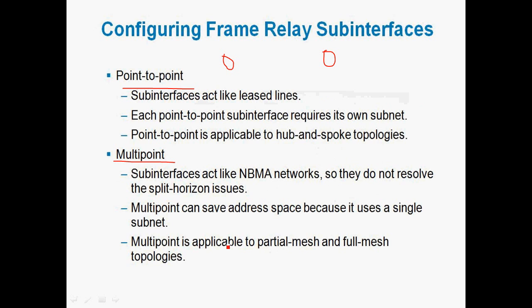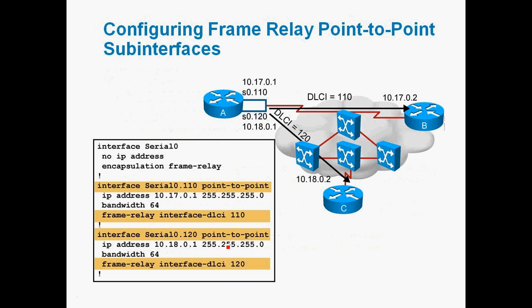Next, multi-point can save address space because it uses a single subnet. In point to point we use a separate subnet for each network, but here we use only a single subnet for the entire topology. And multi-point is applicable to partial mesh and full mesh topologies. How to configure a frame relay point to point subinterface.